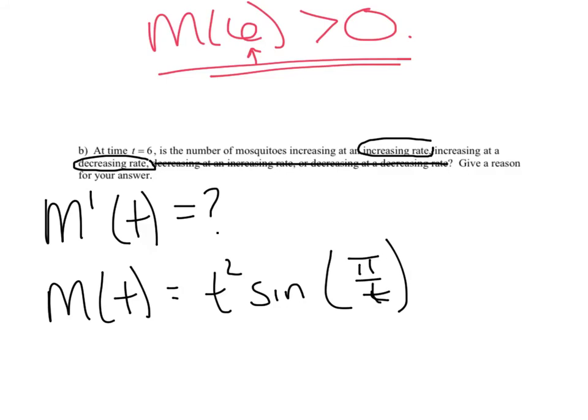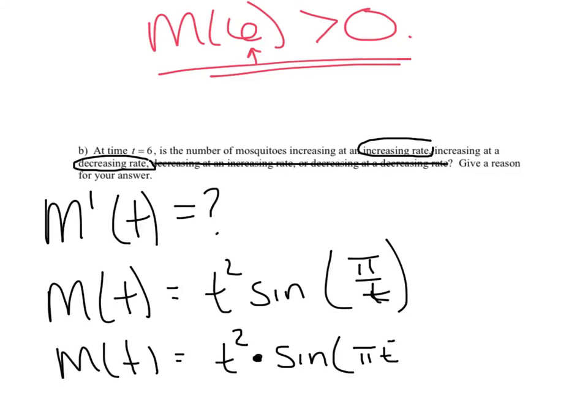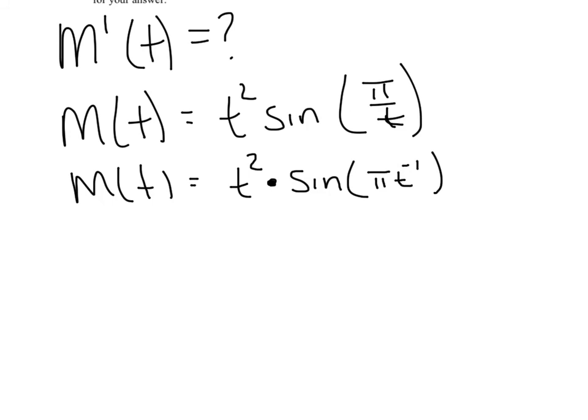But rewrite this function carefully. I'm going to slow down and say this is m of t equals t squared times the sine of pi times t to the negative 1. All right, slow down and rewrite.